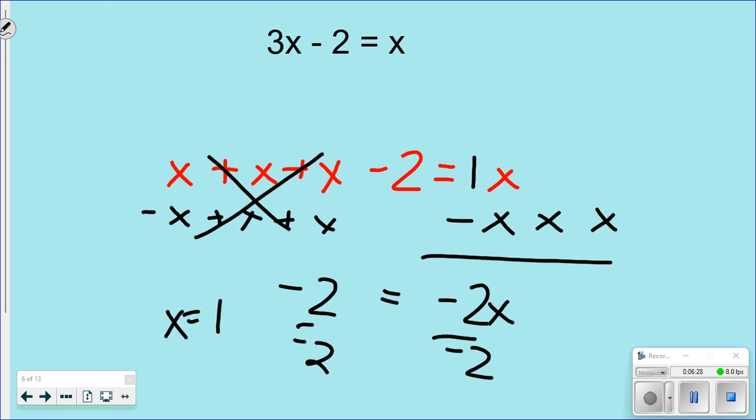So I want you to remember that if I just take this from this side, I'm going to have nothing over here, and I can't do that. I have to have two sides of my equation. It has to be balanced. And you'll understand more and more as we get going here in practice.